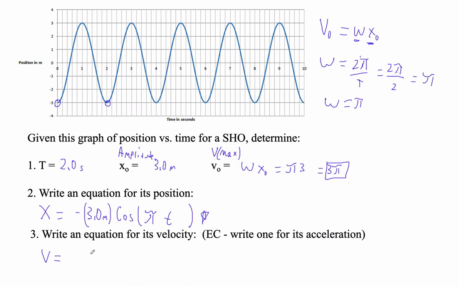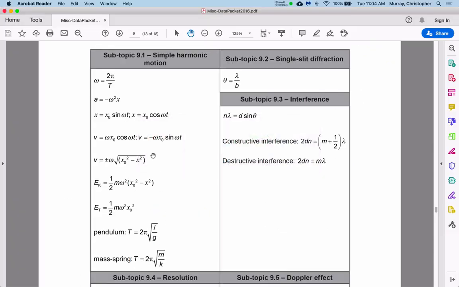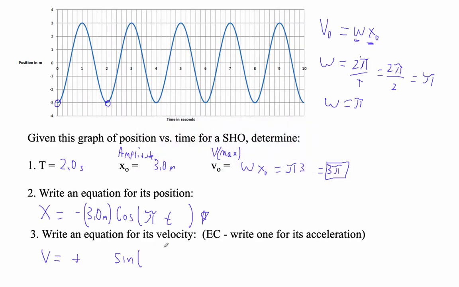Okay, so let's figure that out. This is going to be a positive something times a sine, and then notice that it's omega t, right? So we're going to go pi times t. So it's got the same periodicity, right? And then the maximum velocity, this thing is omega x naught, okay? Well, omega is just pi and x naught is 3, so again, our maximum velocity is 3 pi, so we're going to put that in there. Okay, so remember this. We're going to need to remember this for the next part, okay? So this is going to be positive 3 pi sine omega t, and omega is pi.